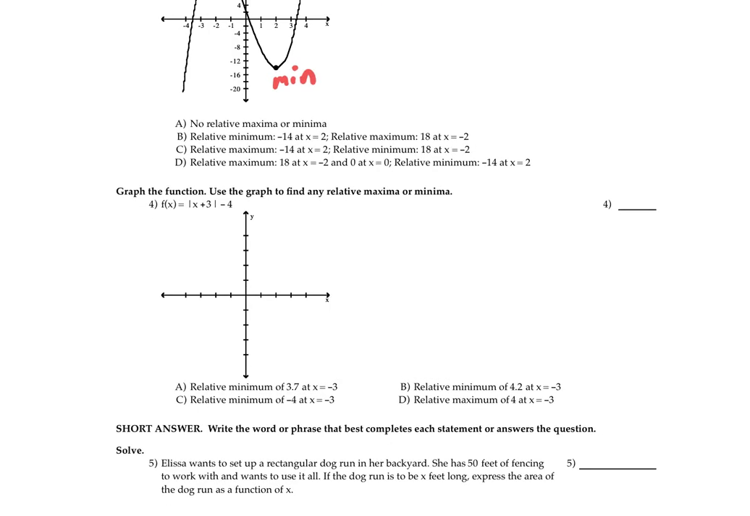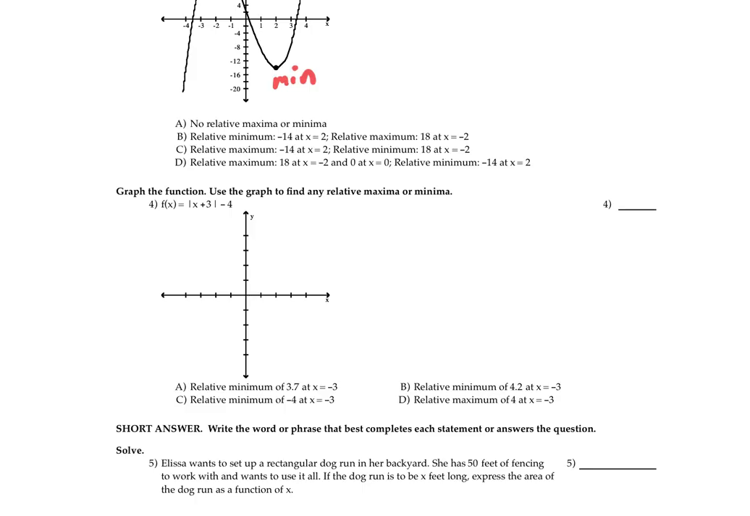Number 4 is the same thing, except they don't give you the graph, so you have to graph it yourself, and you can definitely use the graphing calculator for that. And then tell me where the minimum or maximum is. Okay. On number 3, you had both. You have a minimum and a maximum.